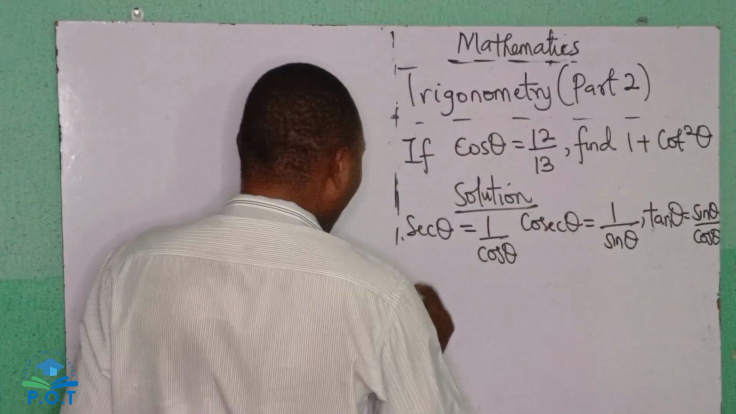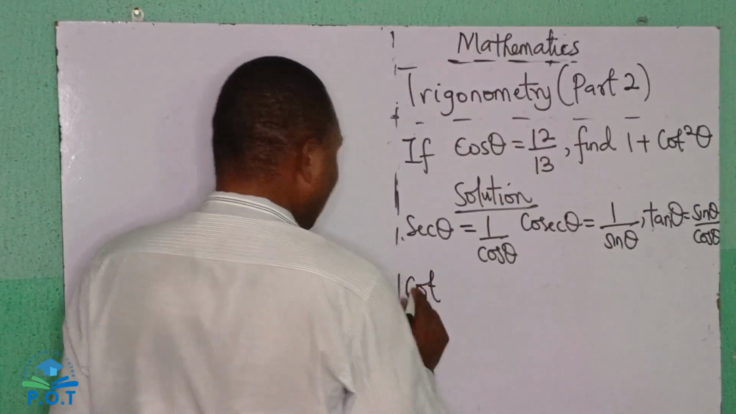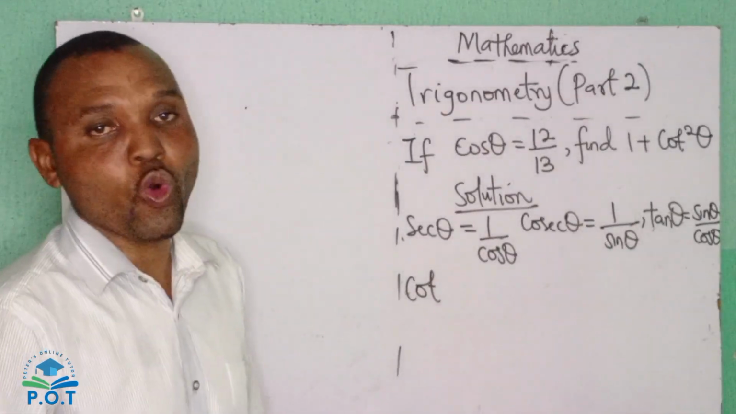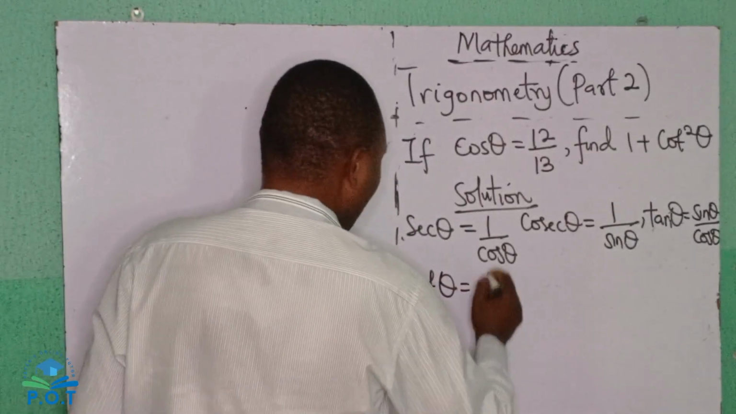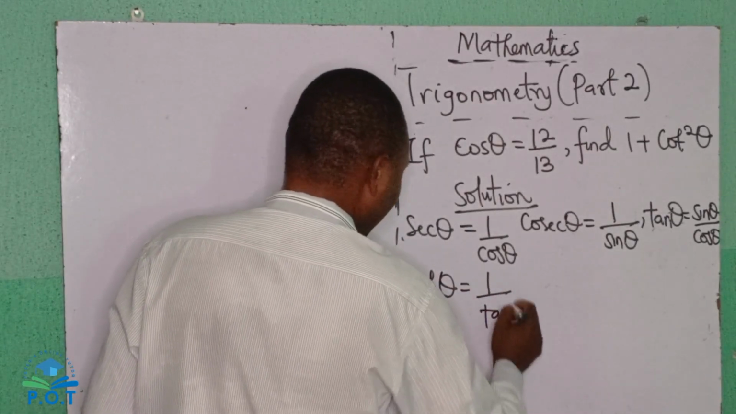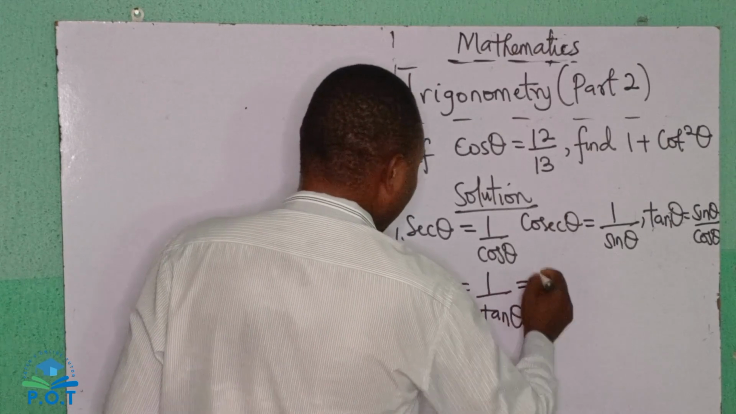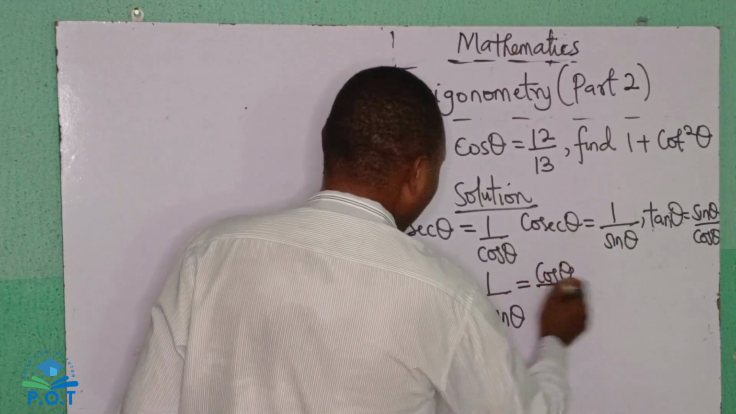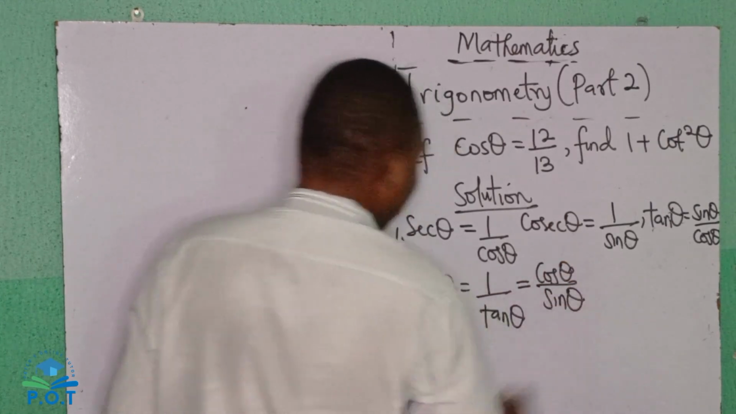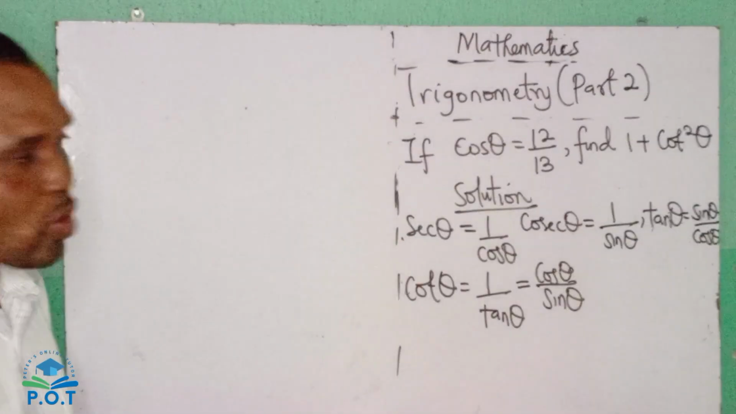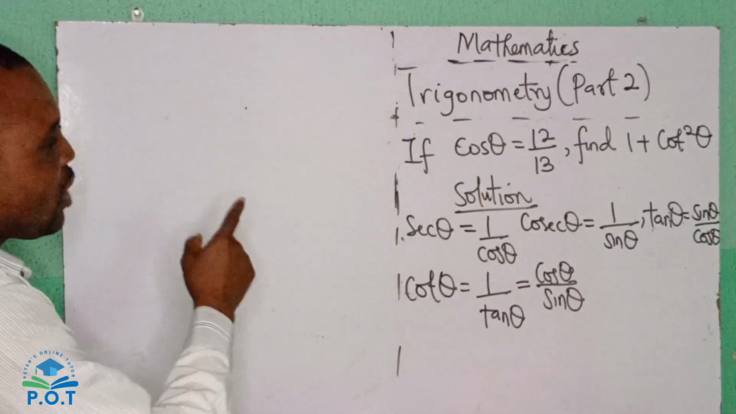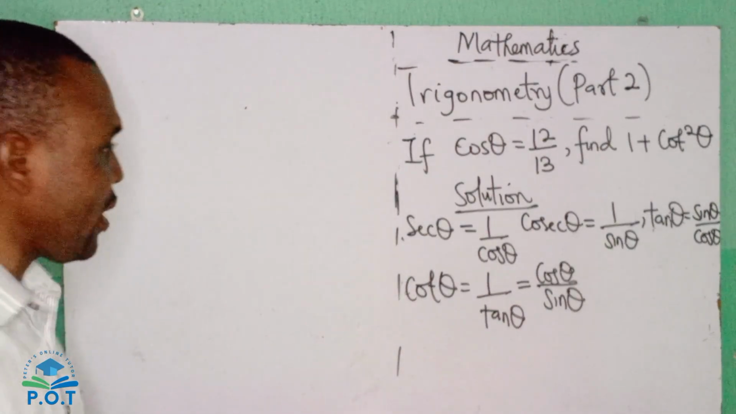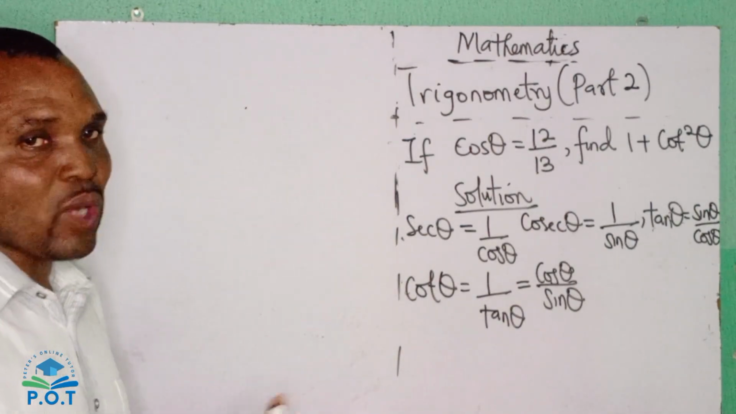Then our cot theta. Cot theta is the same thing as me saying cotangent theta. So cot theta is equal to 1 over tan theta, and that's the same thing as me writing it as cos theta over sine theta. So let us take note of all of this. Very, very important. Now, how do we solve this particular question? The first thing here is to have a triangle.